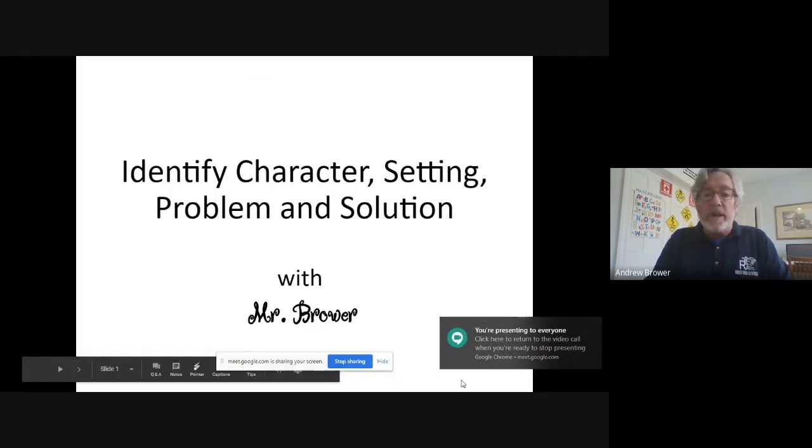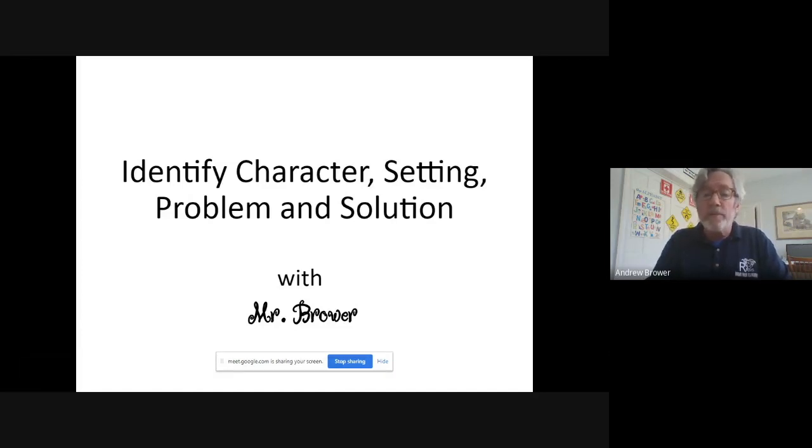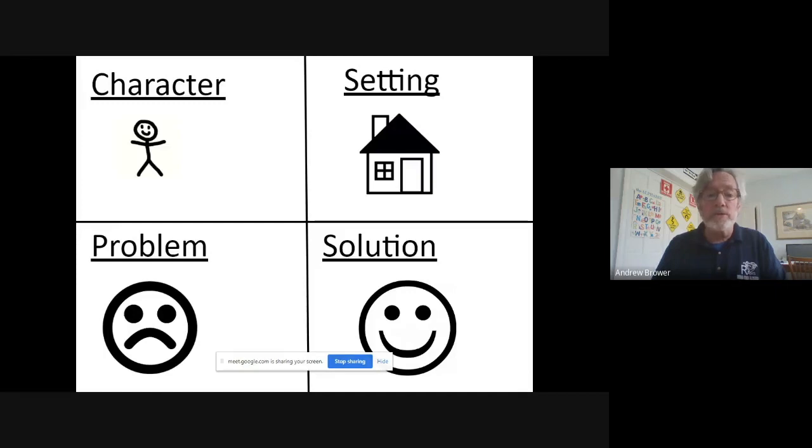Okay, like I was saying, today we're going to identify character, setting, problem, and solution in a story. And these are important because they help you understand what's happening in the story, and they help you tell somebody else what's happening in the story. These are called story elements, the main parts of a story. Now, those words are kind of big: character, setting, problem, and solution. Yesterday we did character and setting.